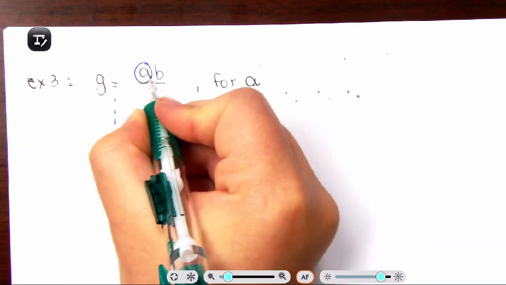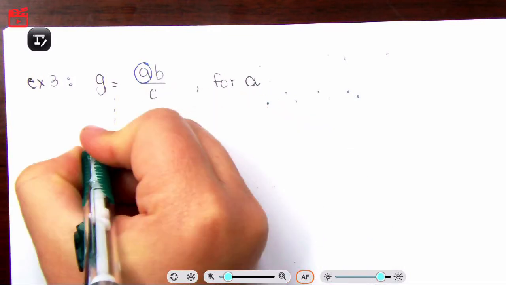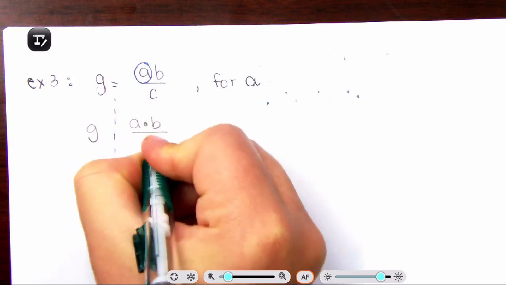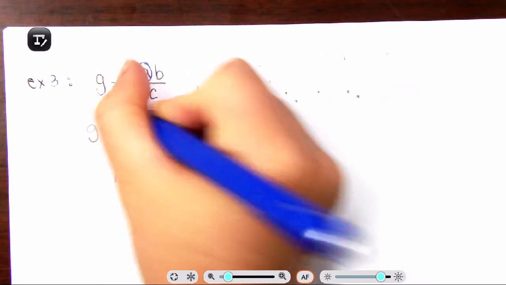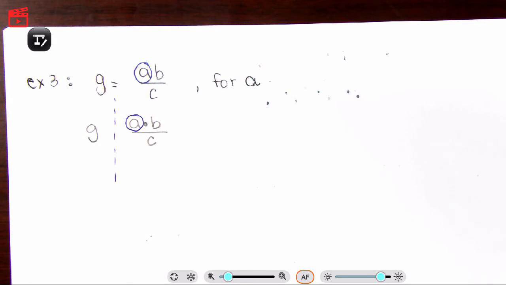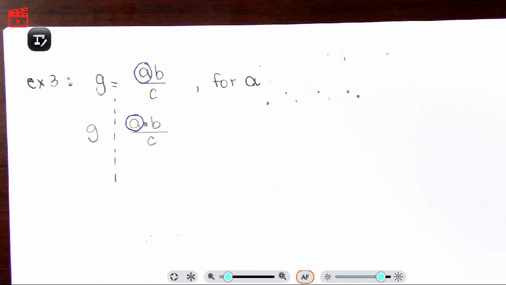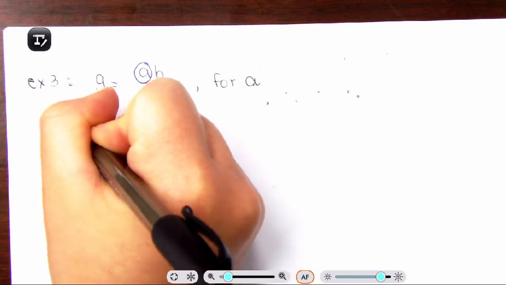So what do I have? I'm going to read it. I have a times b divided by c. So I'm going to rewrite that. G is equal to a times b divided by c. In order to get to my numerator, in order to get to a being on top, I have to get rid of the denominator. Okay, I have to get rid of that c first. So a times b divided by c. So what is the opposite of that? Divided by c, the opposite of that is multiplied by c. So I'm going to times c both sides.